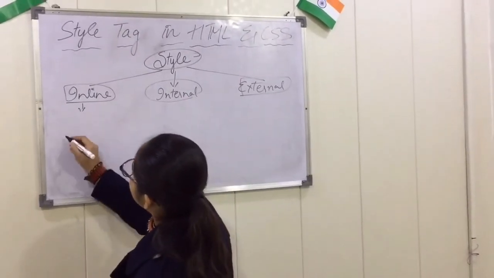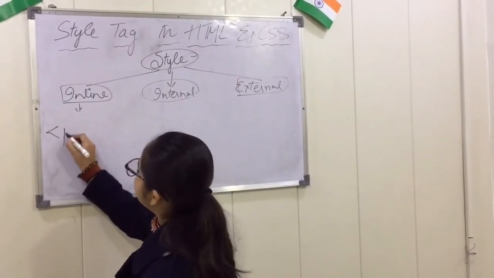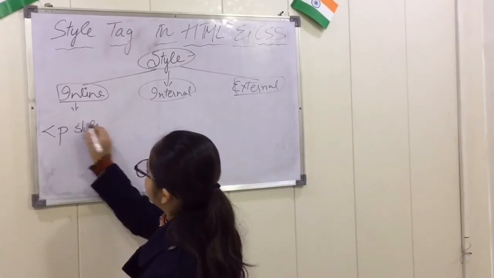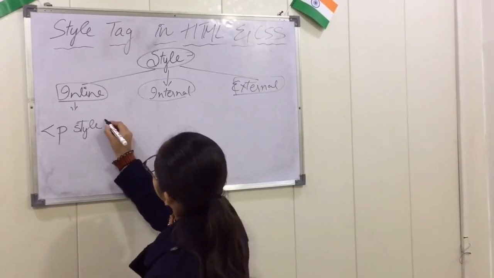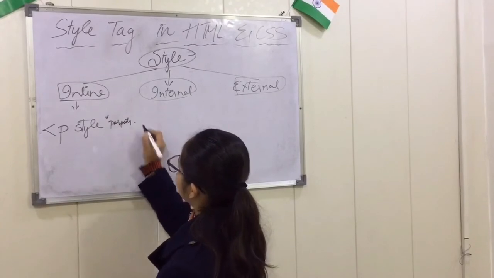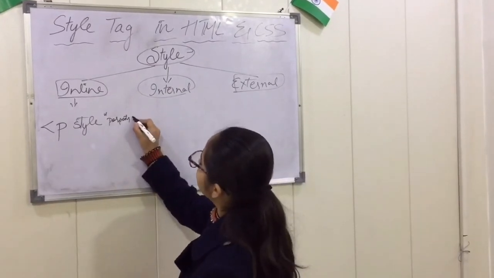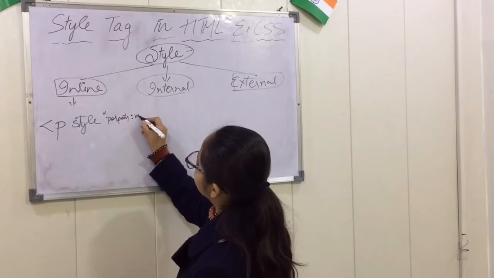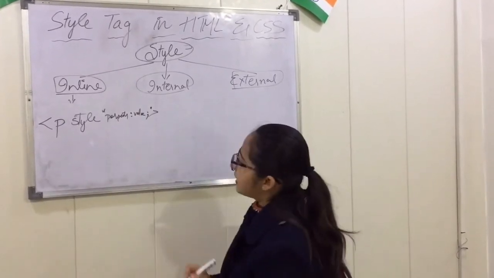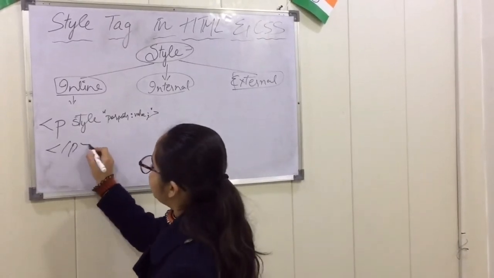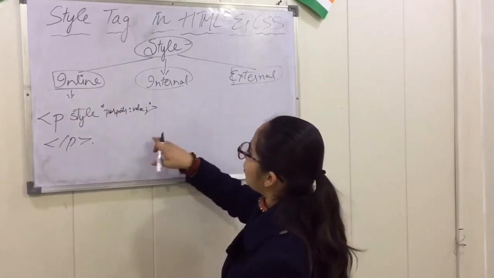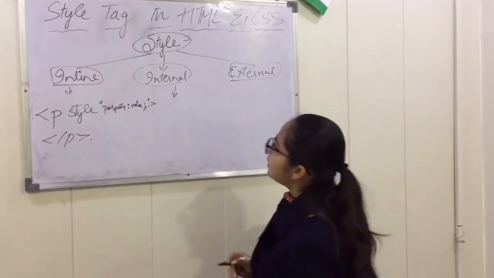Inline can be written as, first of all the tag name, that is P, after that style, then double quote start, then the property, colon. Now we will write the value, semicolon, double quotes closed, and the tag closed, and the P tag closed. So this is the syntax of inline CSS in HTML. Now we are talking about internal.